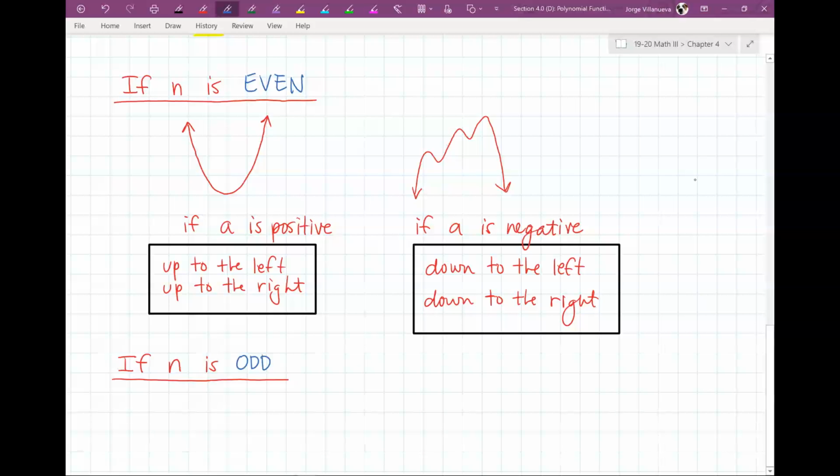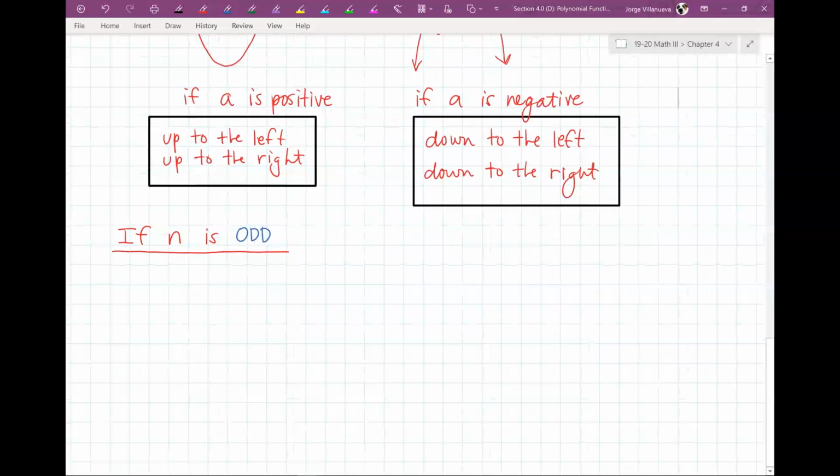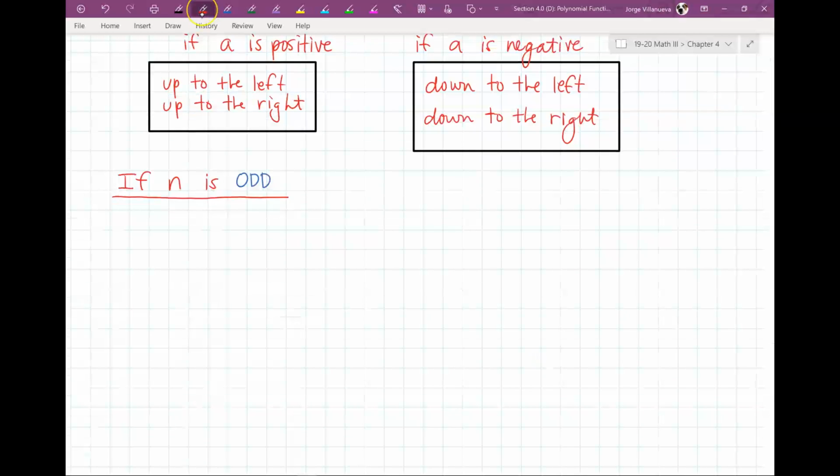N has to be even. Okay, I'm sorry. N has to be even. And then N has to be odd. So if N is odd, you get the following. Okay, the graph might look like this, or it might look like this. Now, not specifically like that, but again, the end behaviors, okay?